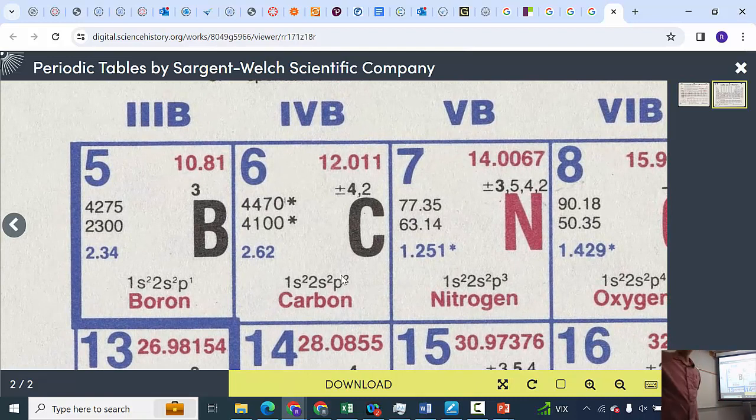Do you see what it gives there? The range. This is kind of nice, isn't it? +4 to -4. These are the common ones, 4 and 2. Yeah. Nitrogen, the range is -3 to +5. And these are the common ones that you see.